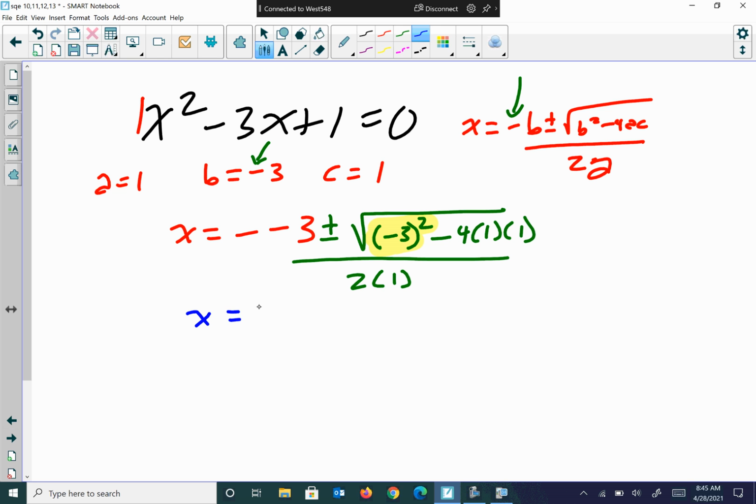Negative 3, we all know is positive 3. I just went off on a tangent about negative 3 squared. Negative 3 quantity squared is what? 9. Minus 4, right? Because negative 4 times 1 times 1 is negative 4. Hey, what's 9 subtract 4?